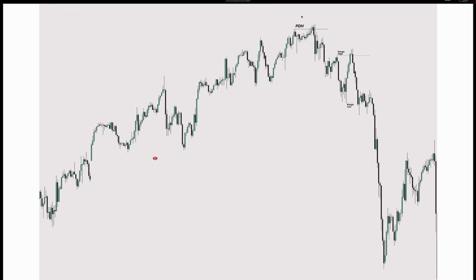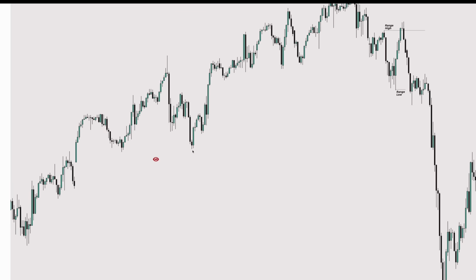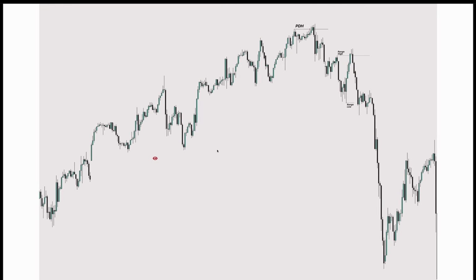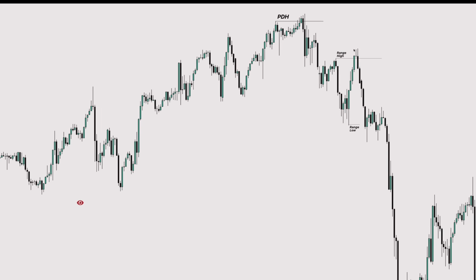Then on the hourly time frame, previous day high engaged, we drop down and we form a range. When we form a range, again, your eyes are instantly going to the range high and range low, but also we have equal lows down here, which are an obvious draw on liquidity. We then come up, take the range high out, and then look what happens.